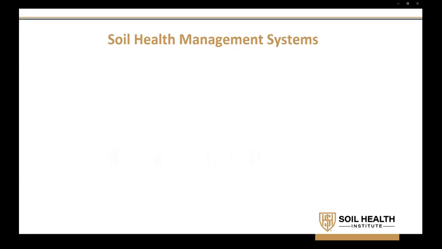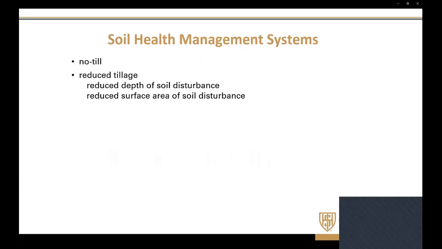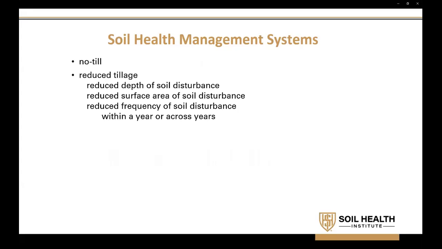First of all, let's present the types of soil health management systems that we will consider. Number 1 is no-till. Secondly, reduced tillage. Reduced tillage could be reduced depth of soil disturbance, reduced surface area of soil disturbance, or reduced frequency of soil disturbance. This reduced frequency could be within a year or across years.